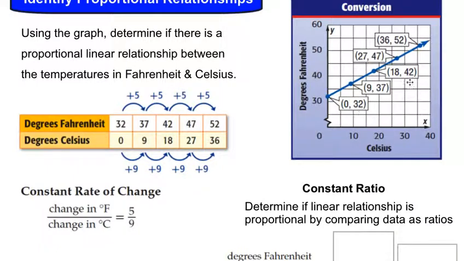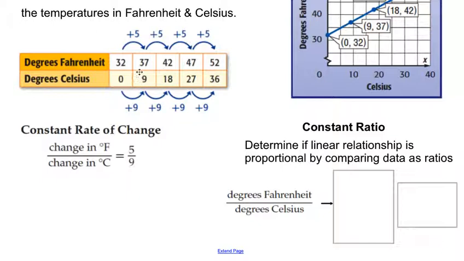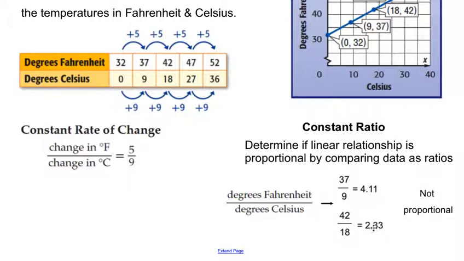So we do have a linear relationship. We can see that by the graph, that it graphed as a straight line. To determine if the ratio is constant, we need to take a look at each of those data points and see if we have the same ratio between the data points. So we're going to take a look at 37 divided by 9, 42 divided by 18, 47 divided by 27, and 52 divided by 36. We're just dividing each of those data points, the y variable by the x variable. So we can see that we do not get a constant ratio, so therefore this is not a proportional linear relationship.